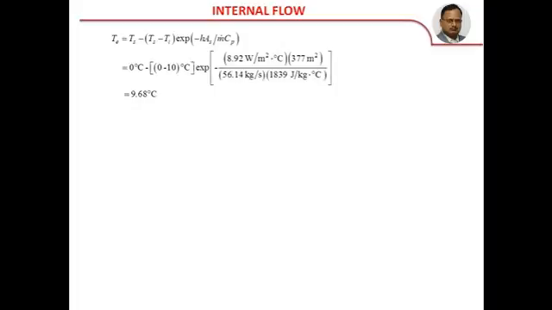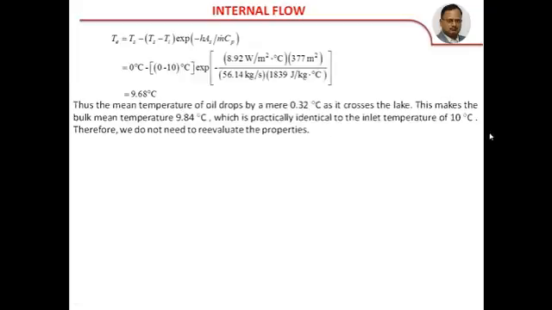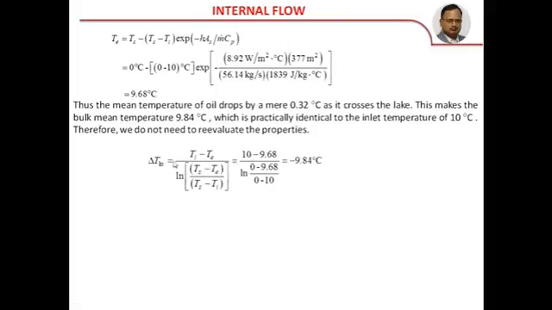for which the equation proposed is 3.66 plus etc. Substituting, you will get 24.44, from which the h value is 8.92 watt per meter square degree centigrade. And now once you know the value of h, you can determine the exit temperature. Assuming that it varies exponentially, you can calculate the temperature Te equal to Ts minus (Ts minus Ti) e to the power minus hAs by m Cp: 9.68 degrees centigrade.